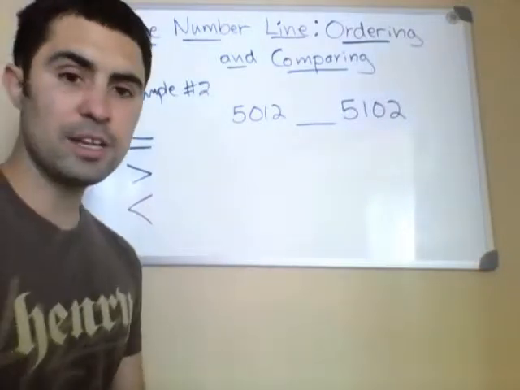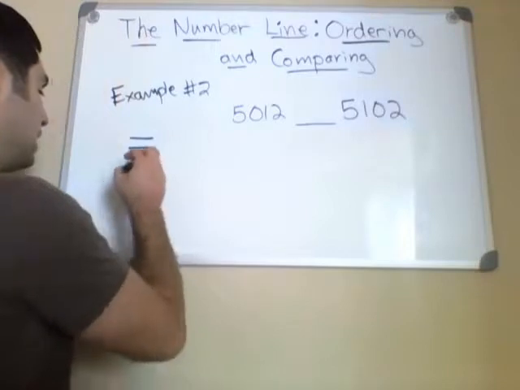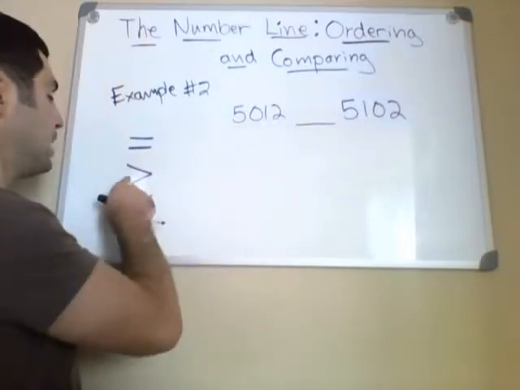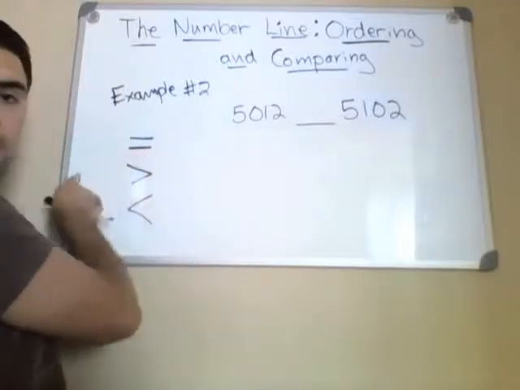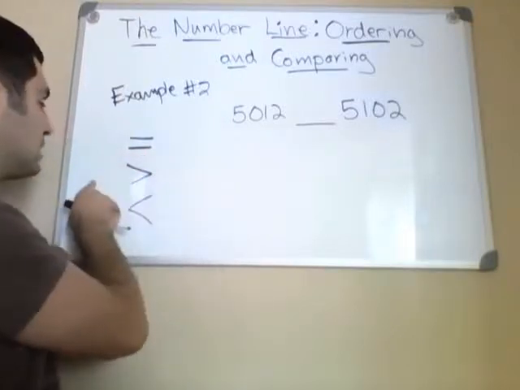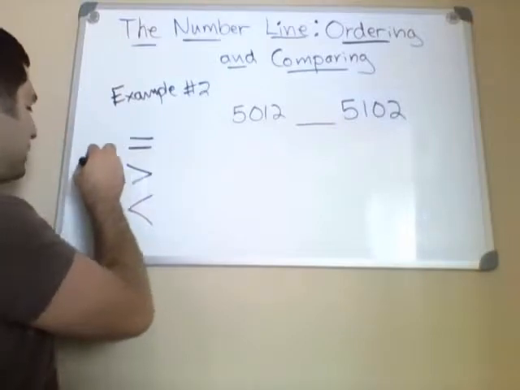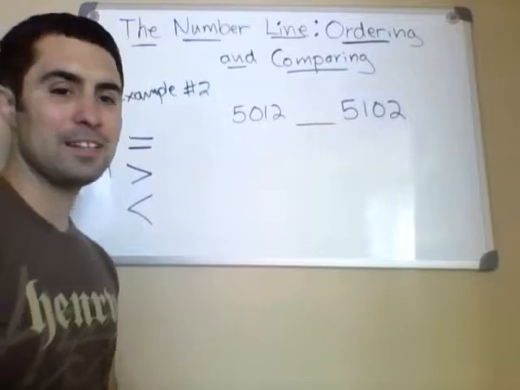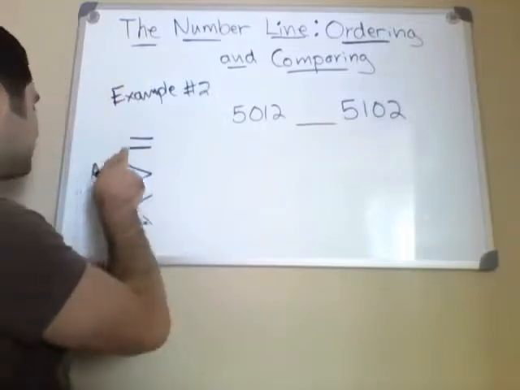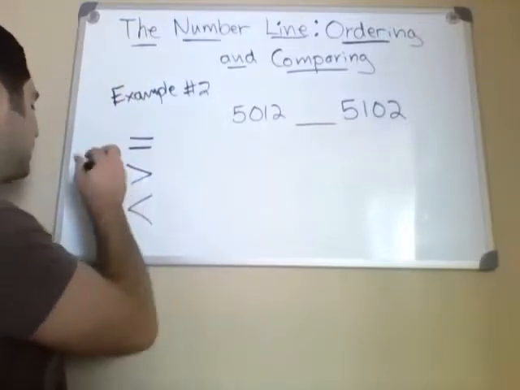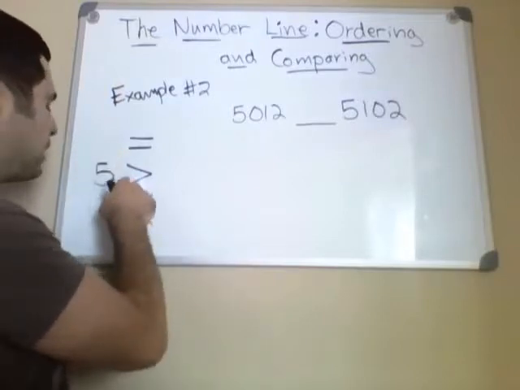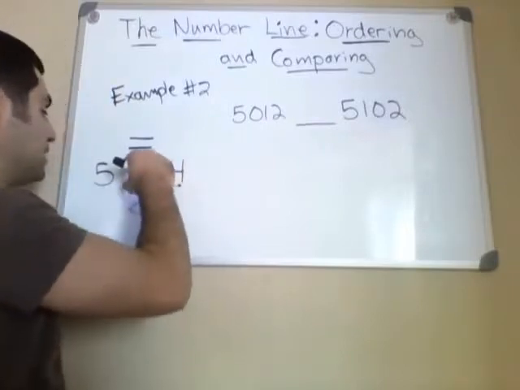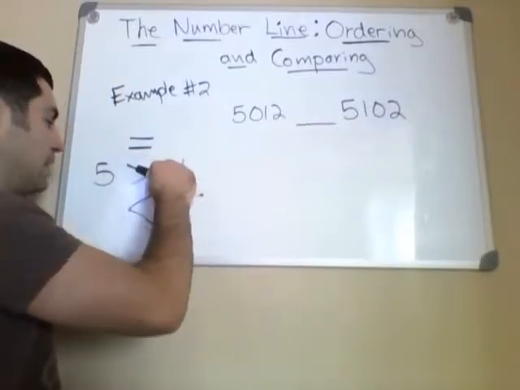I'm sure you guys have heard the whole alligator analogy. The alligator wants to eat the number that's larger. But you also need to know that if it's opening, you read from left to right. So if this was a sentence, like Mr. M is greater than, I don't want to compare people, that's not fair. Let's say 5 is greater than 4.